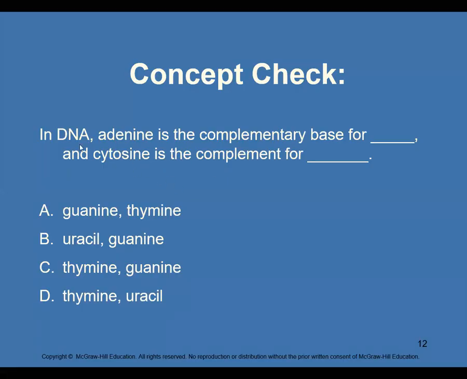So our first concept in DNA: adenine is the complementary base for blank, and cytosine is the complement for blank. Basically we're talking about what bonds to adenine, and that is thymine, and which one bonds to cytosine, and that is guanine.